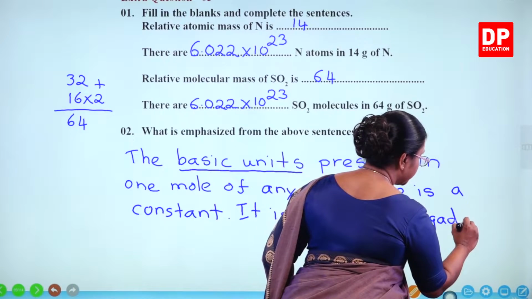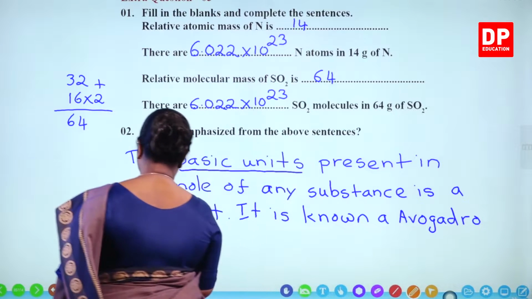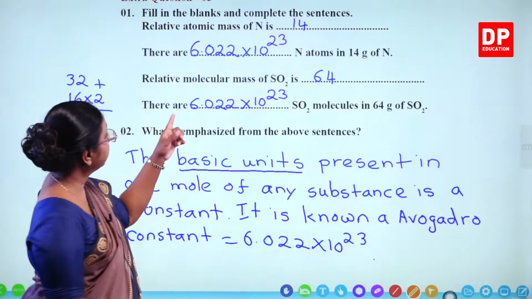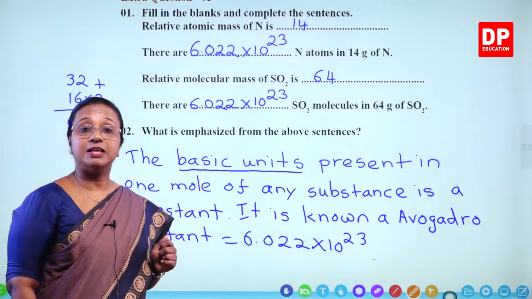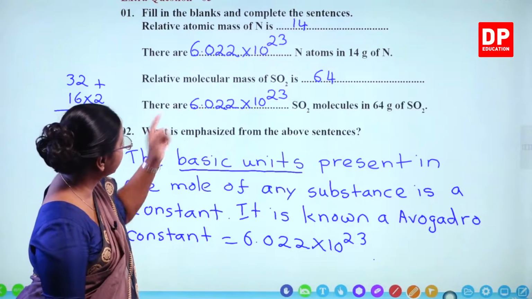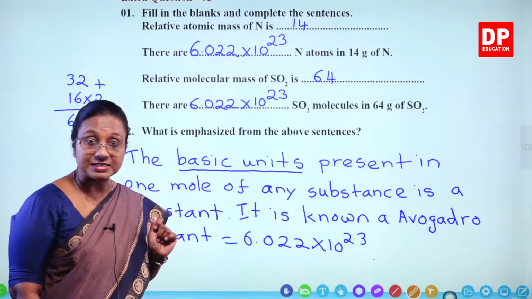Avogadro constant. Constant that is equal to 6.022 into 10 to the power of 23. That is what we have written here. So, do you all understand this? What is emphasized from the above sentences?